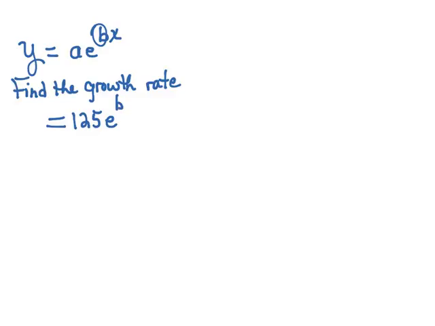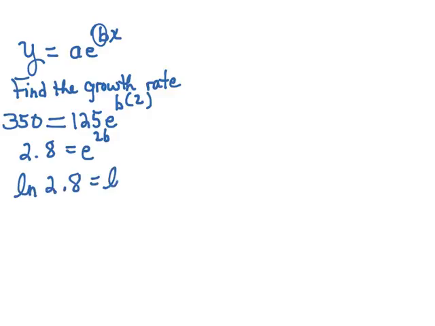But I know that if 2 days pass, I'm now on the 4th day, and on that day there are 350 flies. So I now have an exponential equation. So to solve, I'm going to first of all divide by 125, and I'll get 2.8 is e to the 2b. This is an exponential equation that involves e. So to solve, we're going to take the natural log of both sides.